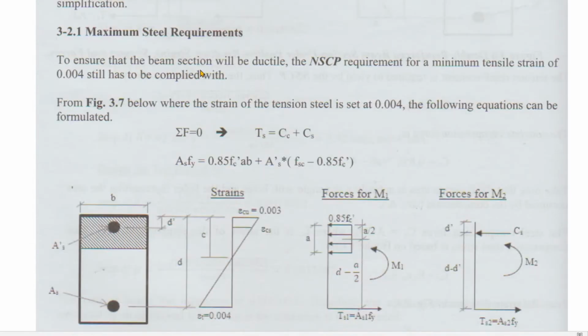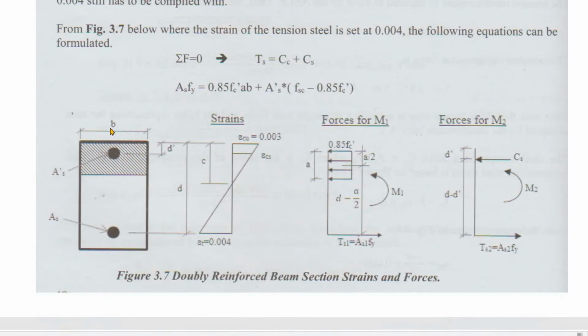To ensure that the beam section will be ductile, the NSCP requirement for a minimum tensile strain of 0.004 has to be complied with. So, ayan, sa steel, 0.004. From figure 3.7 below, where the strain of tension steel is set at 0.004, the following equations can be formulated. So, dito sa summation of forces horizontal is equal to 0.